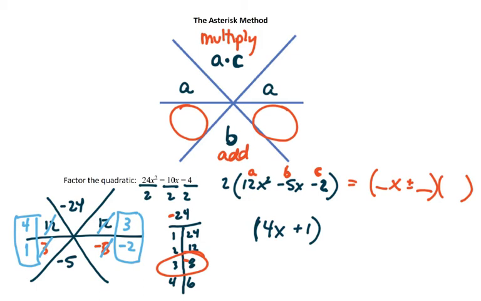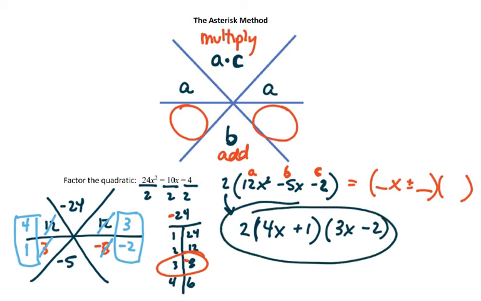And then our second one, 3x, bottom number was negative 2, so minus 2. 4x plus 1, 3x minus 2. And then we finally have to put the number that we factored out in front, and we get our final answer. So it is a little messy.